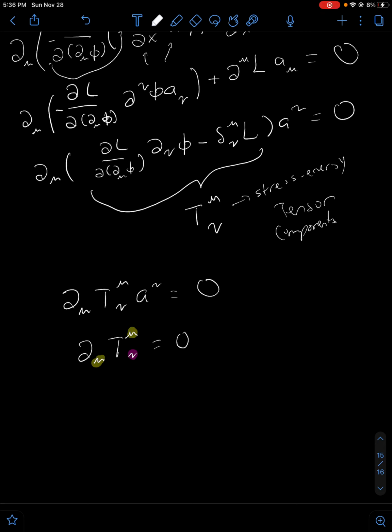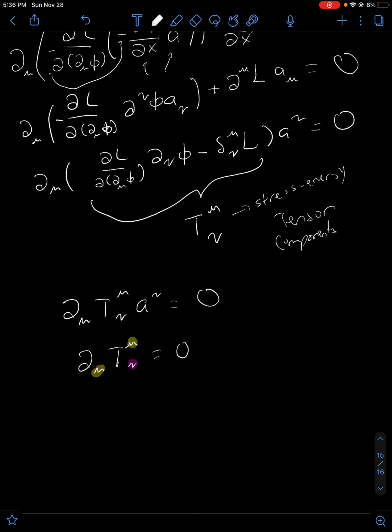So, yeah, this is a continuity equation. My pen just died right now, sorry. Let's just wait awkwardly for like 5 seconds. 1, 2, 3, 4, 5.